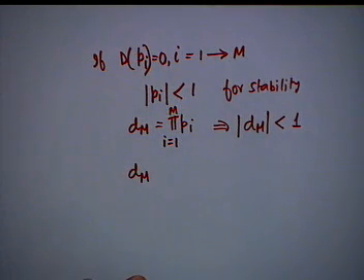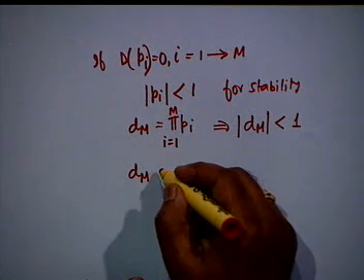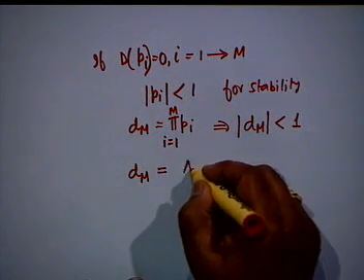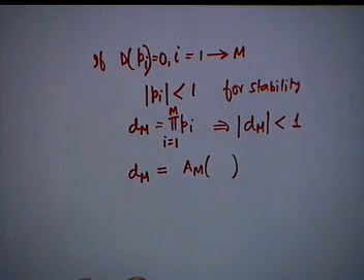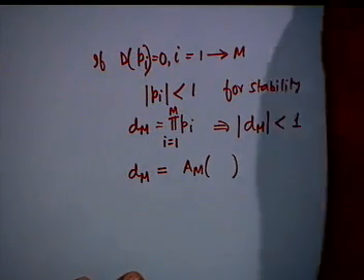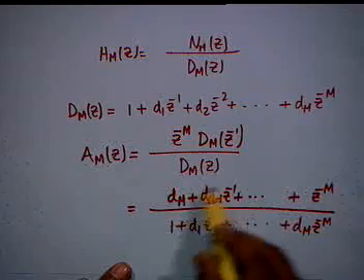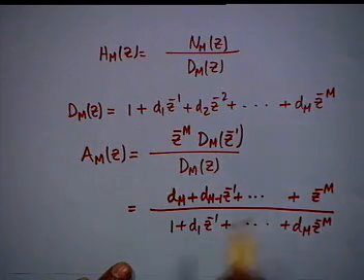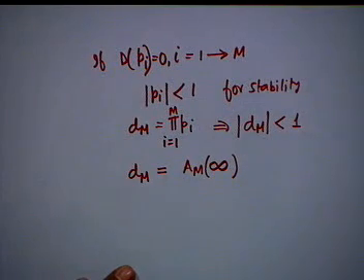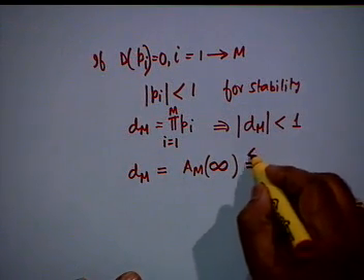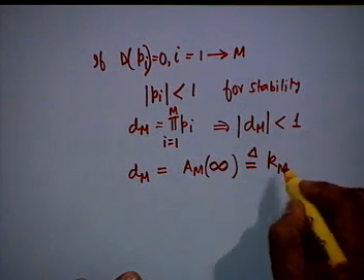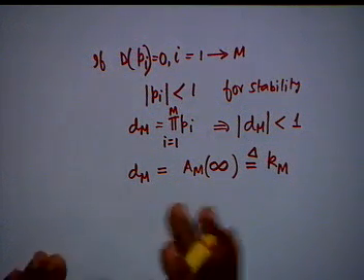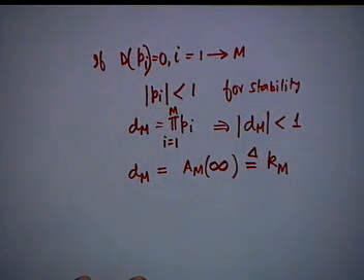For consistency in notation, you notice that d_m is equal to A_m of a particular value of z. What is the value? That is why I asked you. Look at this. I want only d_m, so all other terms must be 0. Infinity. That is correct. So d_m is A_m(infinity), and for reasons to be made clear, I shall denote it by small k subscript m. They are identical at this stage, but they are not so as we proceed ahead.